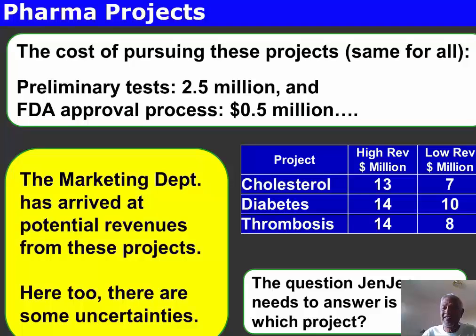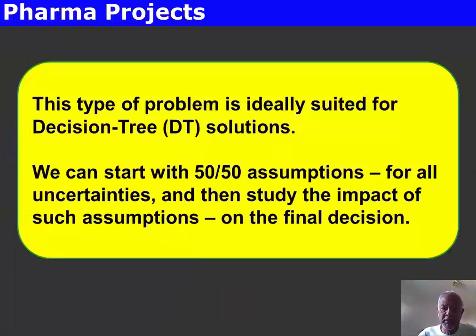Now, this could be 3 sites that project managers are looking at, or 3 bids. But in this case, we are looking at 3 projects. This type of problem is ideally suited for decision tree solutions. Since we do not know what the probabilities are, we can start with the 50-50 assumption for all uncertainties, and then study the impact of such assumptions on the final decision.